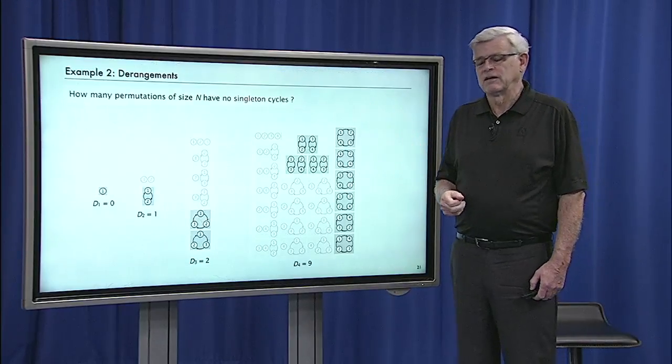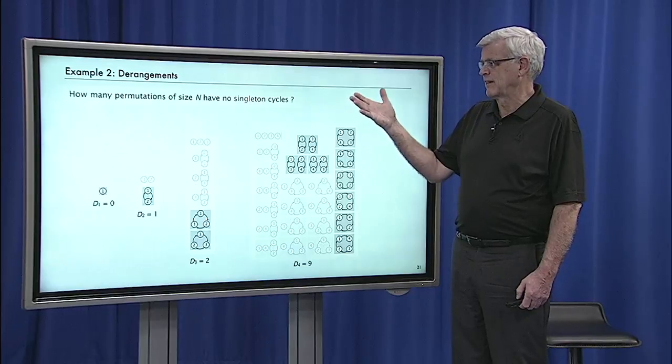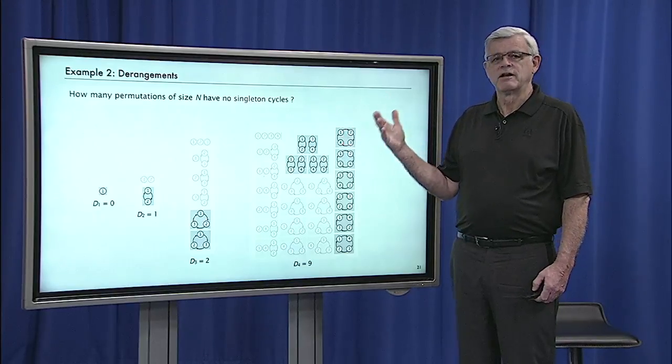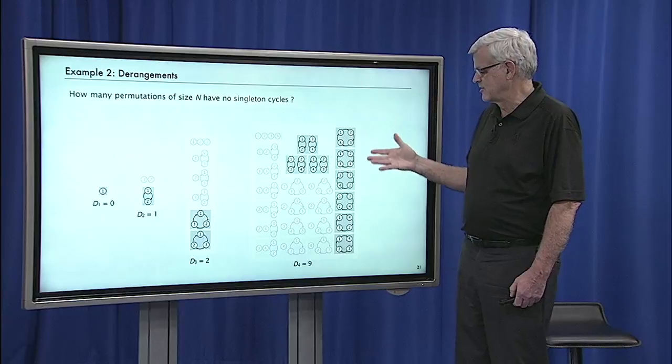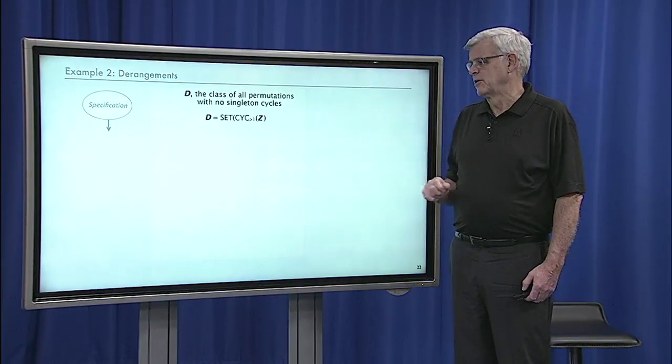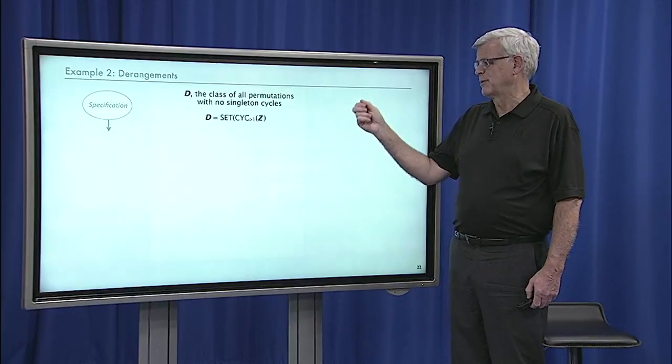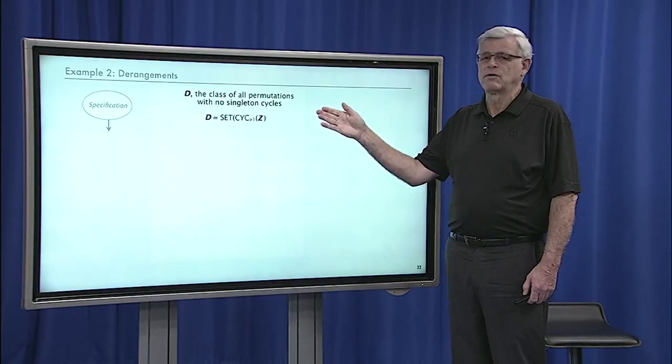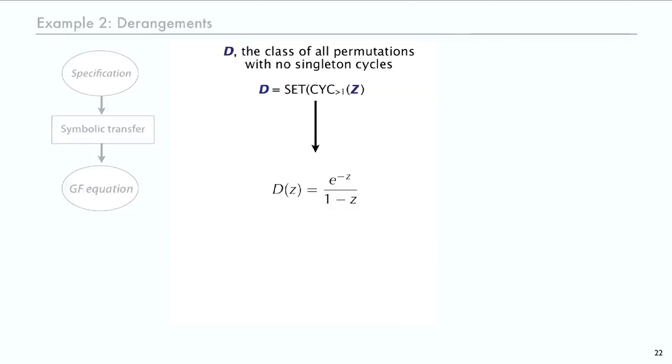So derangements, that's one of our classic problems where we want to know the number of permutations of size n that have no singleton cycles. So that's a familiar combinatorial construction. A derangement is a set of cycles where the length of all the cycles is greater than 1. That immediately translates to this generating function equation, e to the minus z over 1 minus z. That's a meromorphic function. It's the ratio of two analytic functions. So our basic procedure is going to apply.